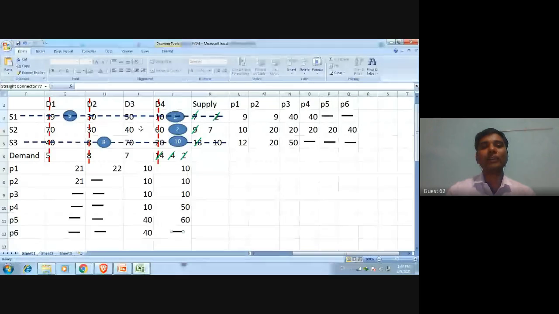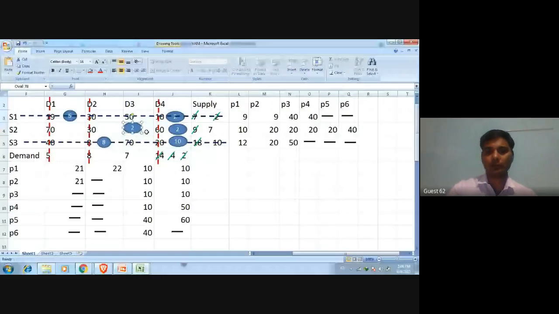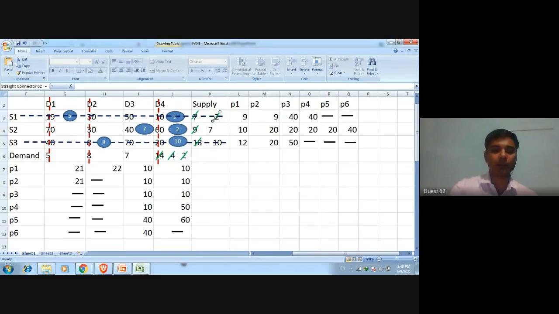So in this cell, how much can we allocate? The supply of plant S2 is 7 units, and the demand of dealer D3 is also 7 units. So how much can we allocate? We will allocate all the 7 units to D3. So we will allocate these 7 units to this cell. Now I have given it, so we will exhaust this supply and demand also.